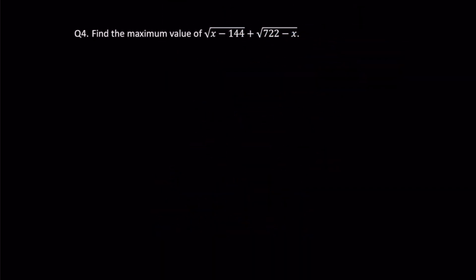Now let us begin looking at the fourth question, which requires us to find the maximum value of the sum of these two expressions. One is the square root of x minus 144, the other is the square root of 722 minus x. So how do we begin approaching such questions? Now the first thing to take note of is that x is positive in the first expression, whereas it is negative in the second expression.